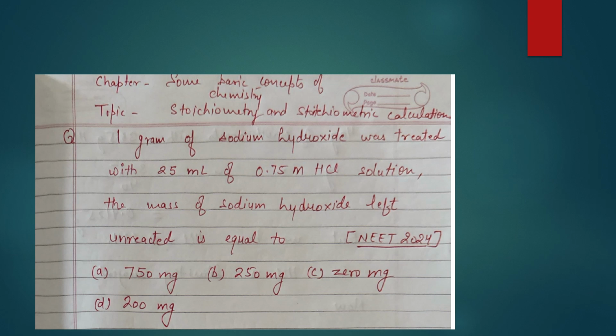So here in the question, 1 gram of sodium hydroxide is treated with 25 ml of 0.75 M HCl. This 25 ml of 0.75 M HCl indicates that we have to use the formula of molarity, right? And the mass of sodium hydroxide left unreacted indicates that sodium hydroxide is the excess reactant. So we have to calculate how much sodium hydroxide will be left.